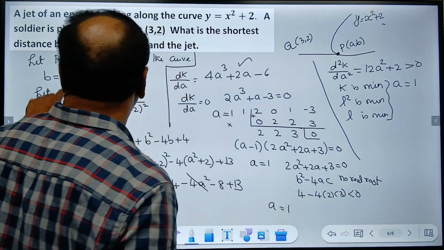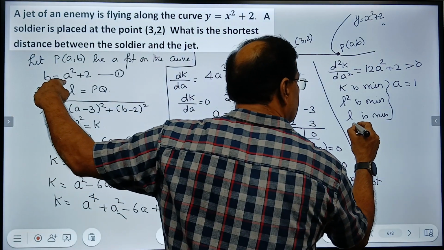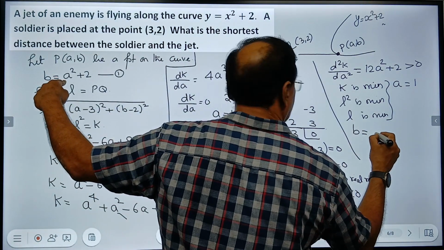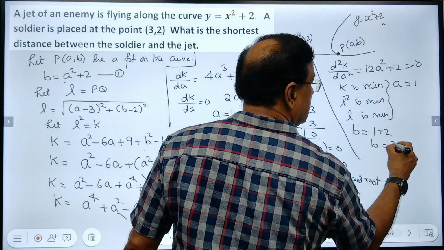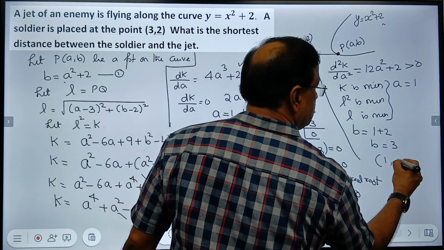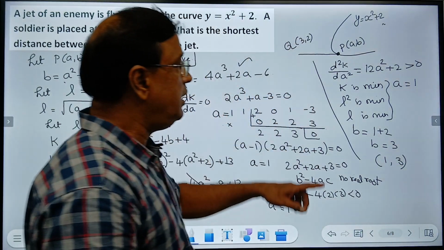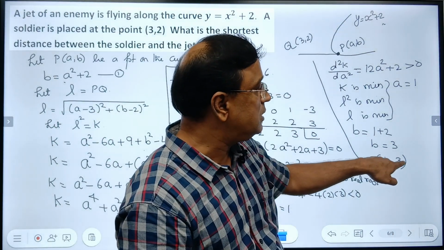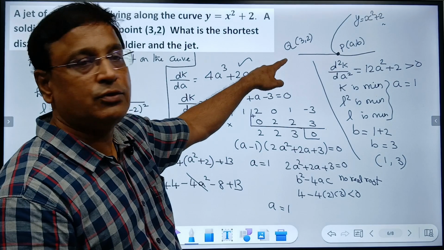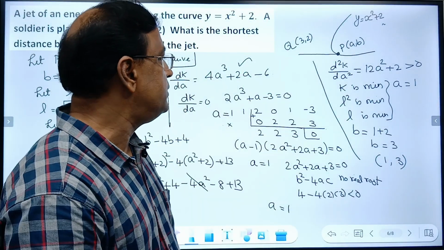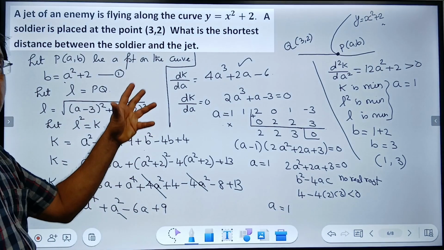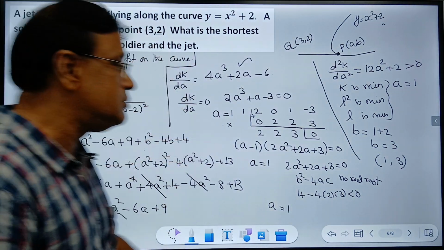So when a is 1, what happens to b? Substitute here, you get 1 plus 2, therefore b equal to 3. So the point on the curve should be 1 comma 3. So when the jet comes at 1 comma 3, it will be nearest for the soldier to shoot at the aircraft. Okay, it's a simple question. This type of question can be put in a case study also.